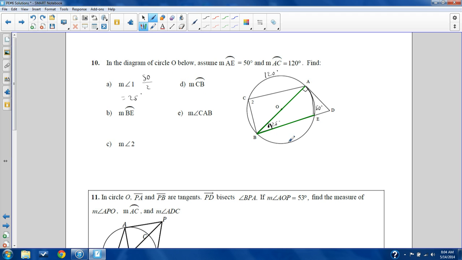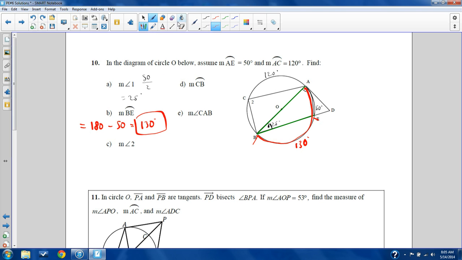Part B, measure of arc BE. BE is right here. You might start looking at things like, okay, here's BE. I don't have an inscribed angle that matches up with it, so I can't do anything there. But what you do have is they say it's circle O. AB intersects through circle O, so AB is a diameter. If AB is a diameter, then here I have a semicircle from A to E to B, right there. So if this whole thing is 180 degrees, then BE equals 180 minus this portion right here, 50 degrees. So that's 130 degrees right there. So BE is 130 degrees, and that's 50.